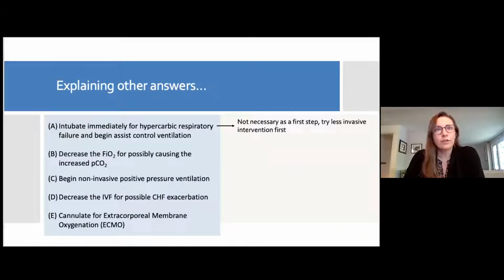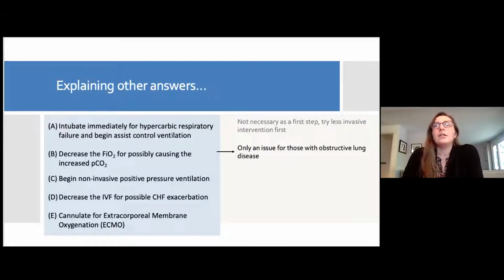So let's go through the other answers now that we learned a little bit about non-invasive positive pressure ventilation. So A is too aggressive for the first step. It's not necessary to do first. It's better to first try less invasive interventions.